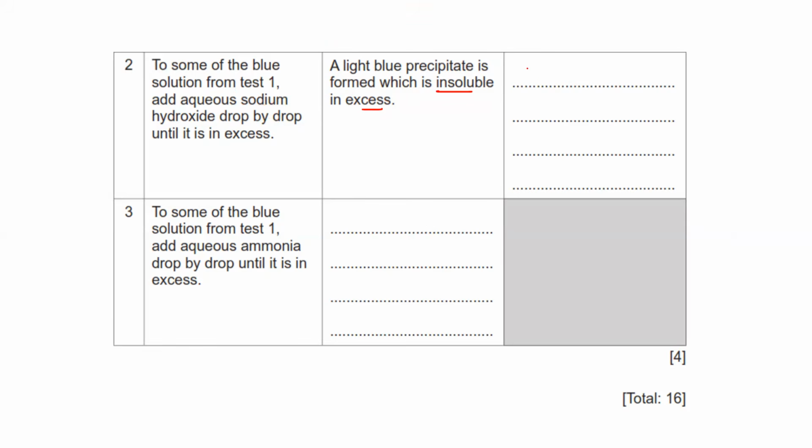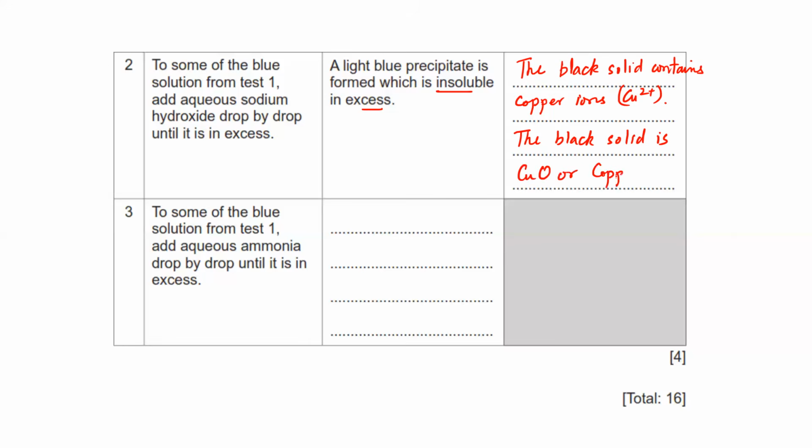So it basically confirms the black solid contains copper ions, or actually Cu2+, and the black solid is actually an oxide, copper oxide, or copper(II) oxide.